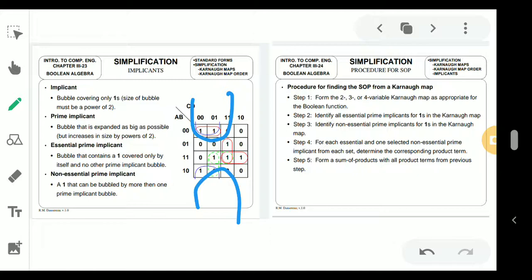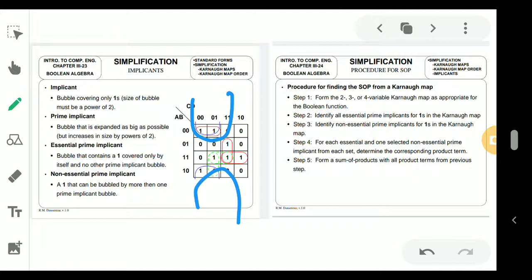So how to solve it, how to find out with the simplification rule? You just read the rule first, once I read it for you, and then I will explain one by one. Step 1: form the 2, 3 or 4 variable Karnaugh map as appropriate for the Boolean expression, and then identify all essential implicants of one, the prime implicants or essential prime implicants and non-essential. I have discussed implicant and prime implicant. What is an essential prime implicant? The bubble that counts a one and is covered by only itself, not by another prime implicant.